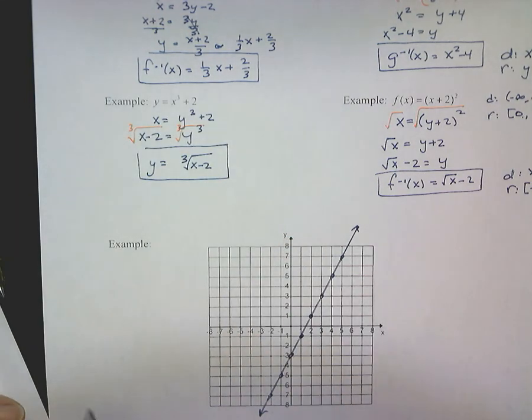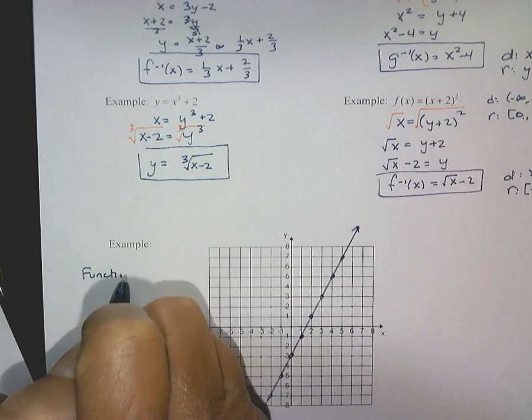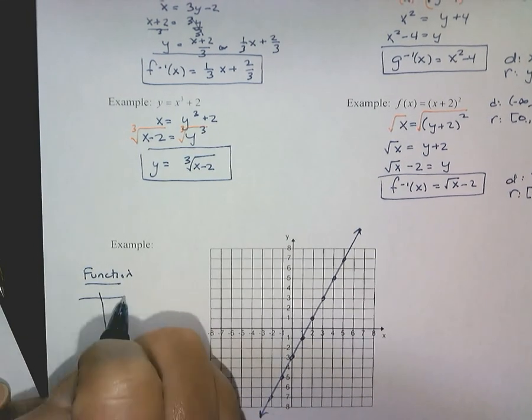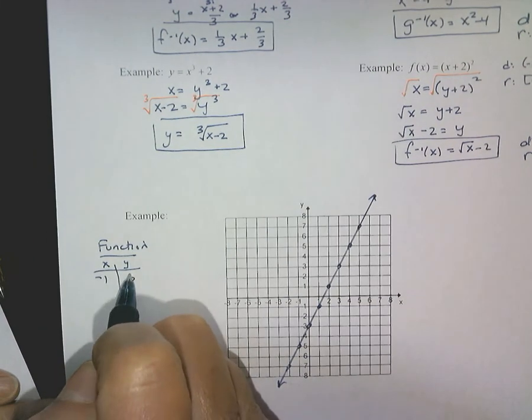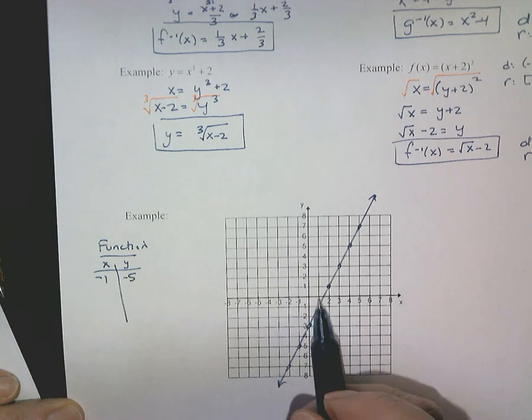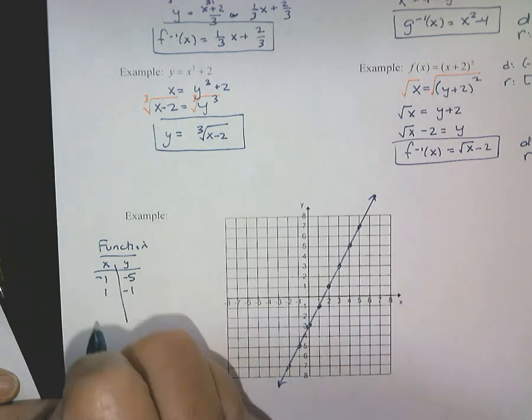Let's pick the point -1, -5. So my function of -1 is -5. Let's pick the point 1, -1. And how about 4, 5?